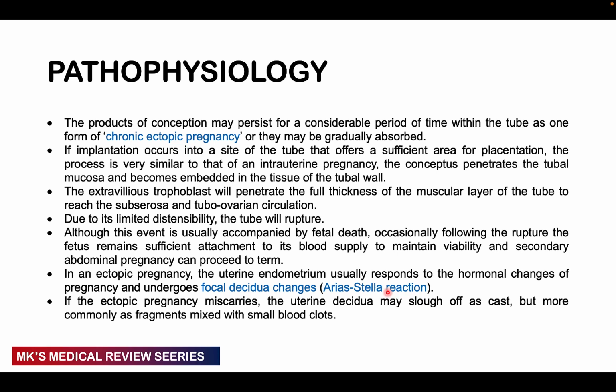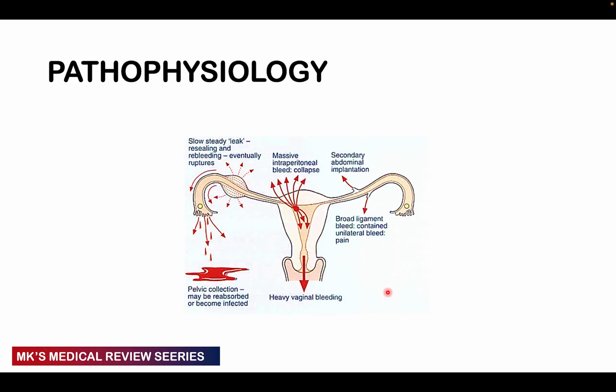And if you get this ectopic pregnancy that is going to miscarry, the uterine decidua is also going to slough off as a cast, but more commonly as fragments that are mixed with small blood clots. So here's a pictorial picture. As you can see here, you have this slowly leaking, resealing and rebleeding eventually happening, and then there's going to be some rupture. You may have some pelvic collection of blood that may be absorbed or sometimes may become infected.